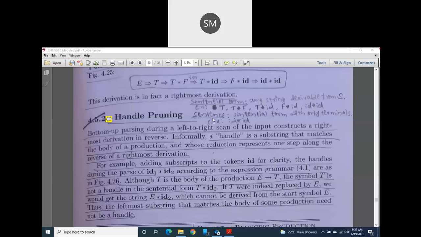Now then what is the meaning of sentence? A sentence is also a sentential form with only terminals. It means a sentence is also a sentential form only, but without any non-terminals. It means that a sentence contains only terminals. For example, ID star ID. Example, ID star ID. It is a sentence. Clear? You just understand these two concepts, then it will be easy for understanding handle pruning.